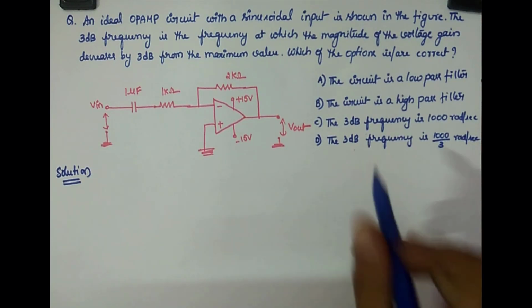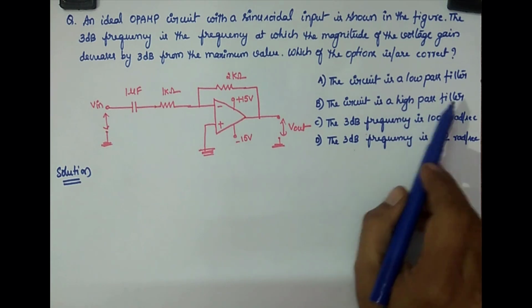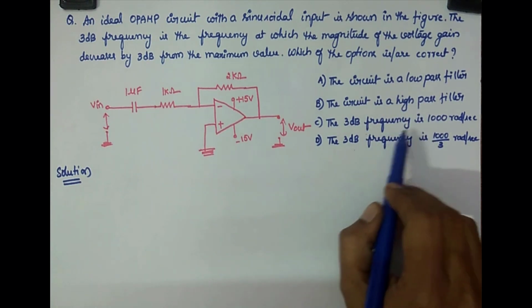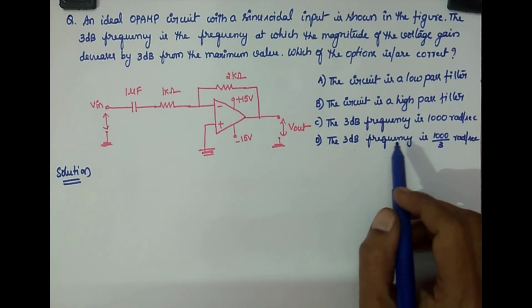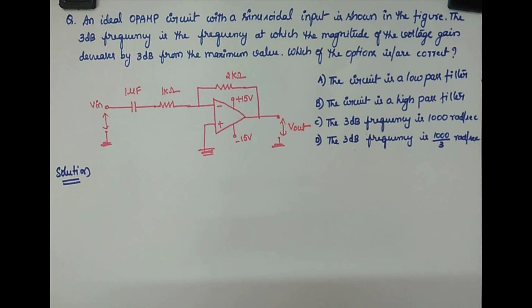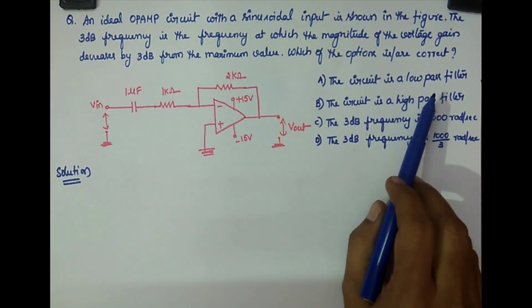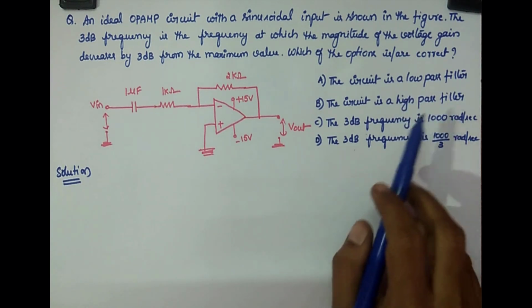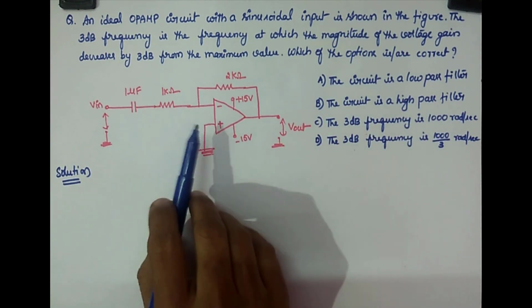So what are the options given? First read the options. The circuit is a low pass filter. The circuit is a high pass filter. The 3 dB frequency is 1000 radian per second. The 3 dB frequency is 1000 by 3 radians per second. This means first you have to check whether the given circuit is a low pass filter or high pass filter, and then we can go for the 3 dB frequency. Let us check it out.